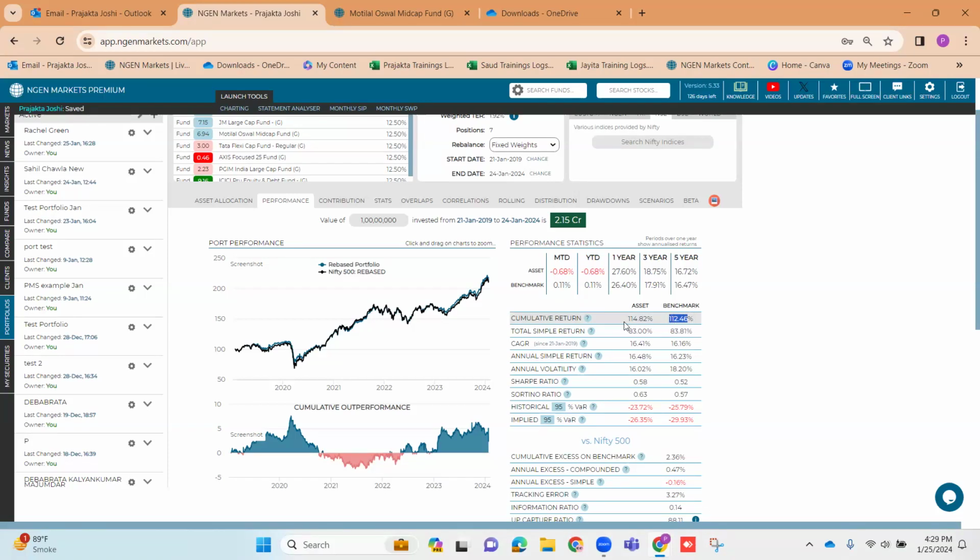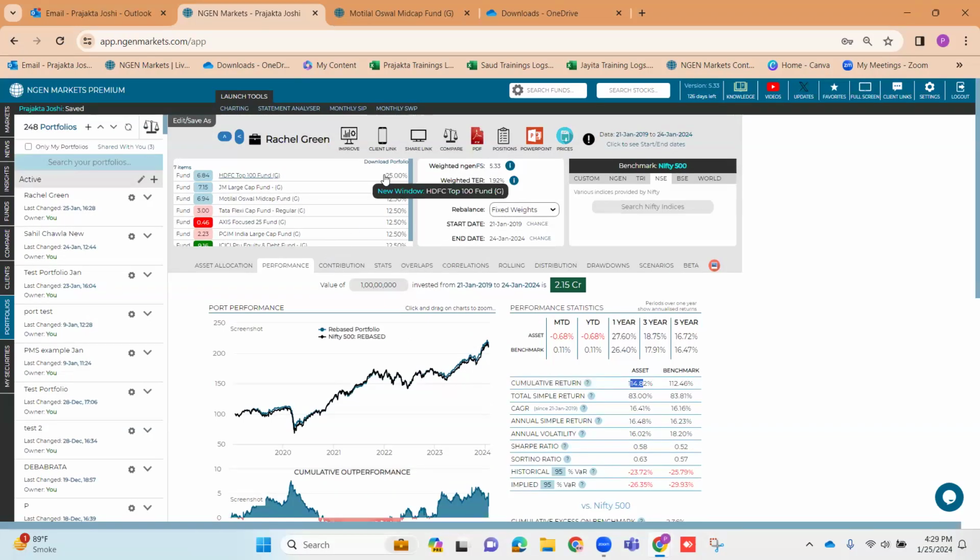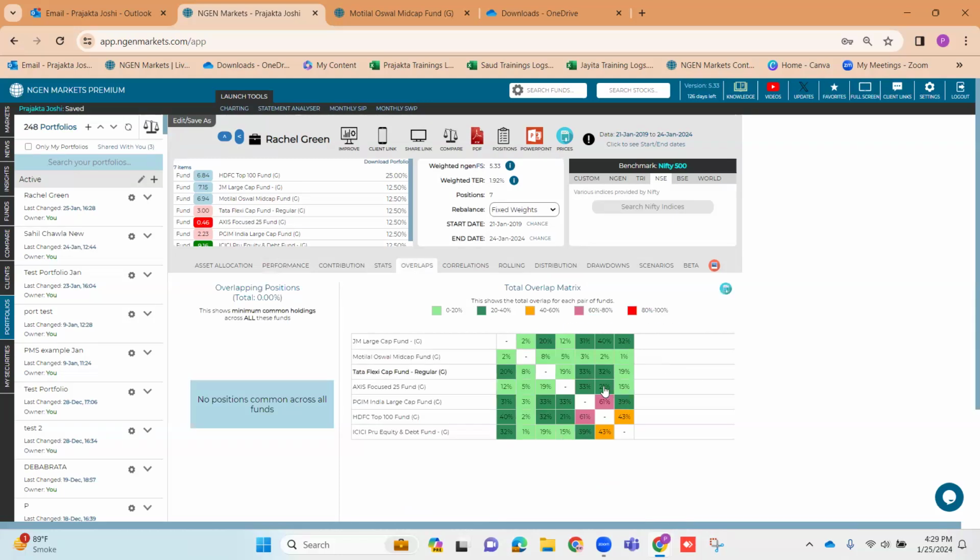So 112 versus 110, 112. In this case, the portfolio return has improved by 2%, on a cumulative basis, of course, right? And this is the benefit of actually exiting from Mirai and including HDFC in its place, right? Of course, that would have definitely impacted our overlaps. Our overlaps have now reduced.